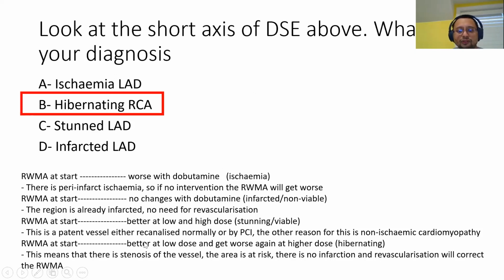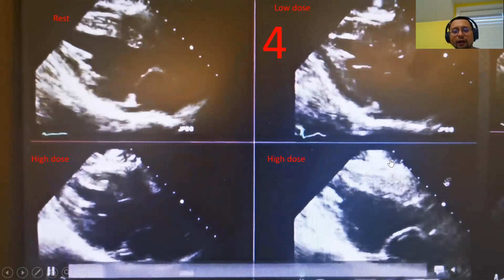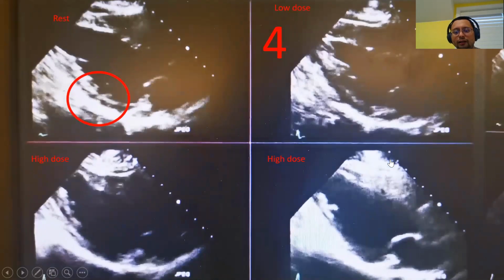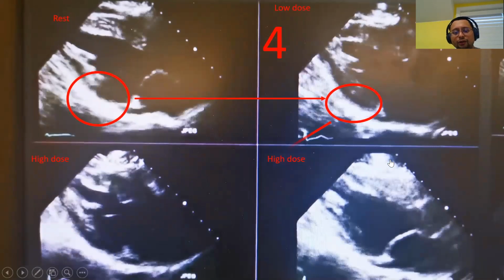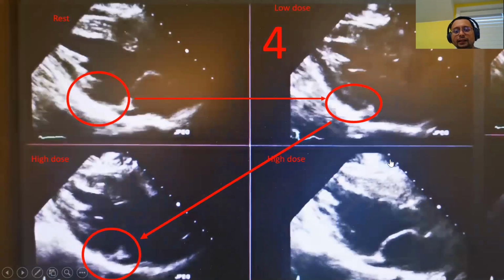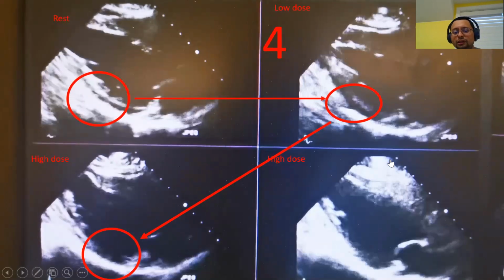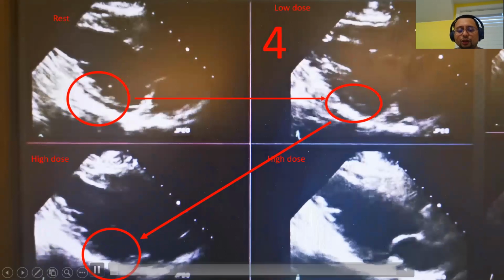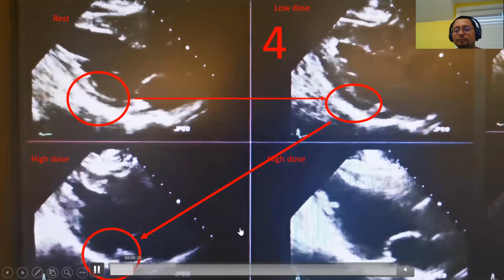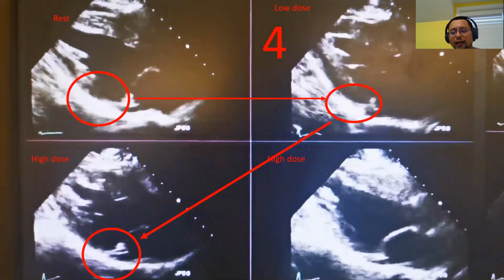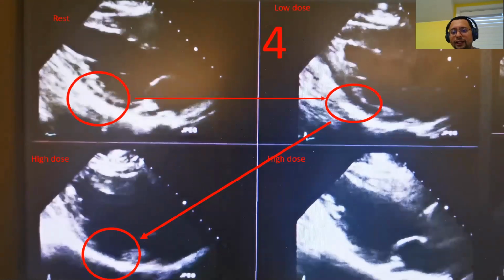Okay, so this is the one that I've already explained before. Just to show you again, if I highlight the vessel infralateral wall there, at low dose and high dose, I hope you can see clearly that it gets better at low dose and then becomes worse again at high dose. So this is a hibernating myocardium.